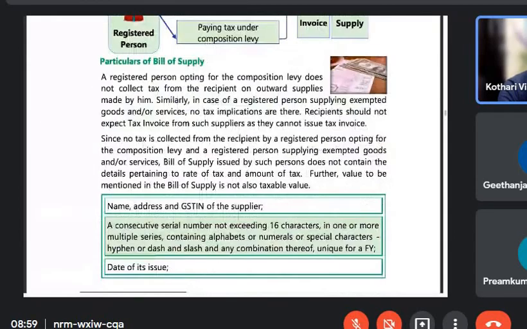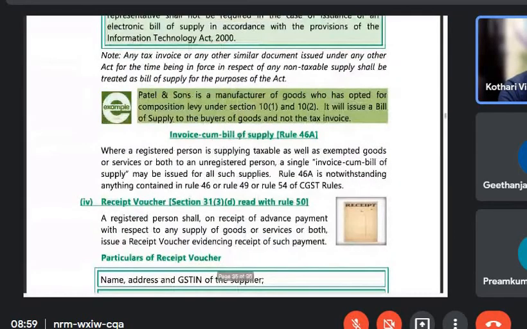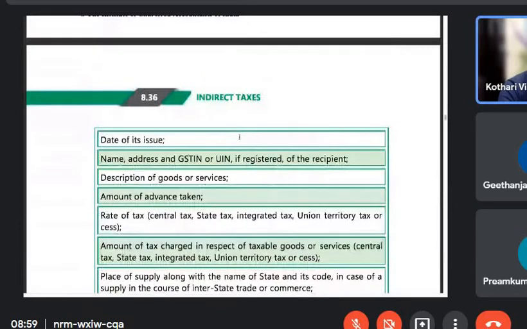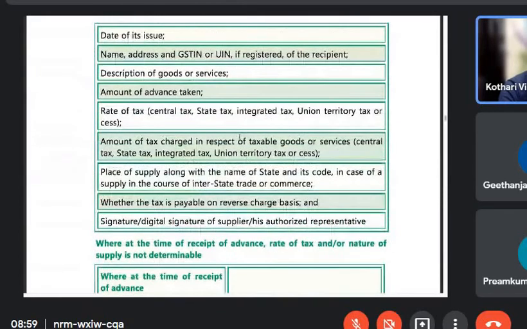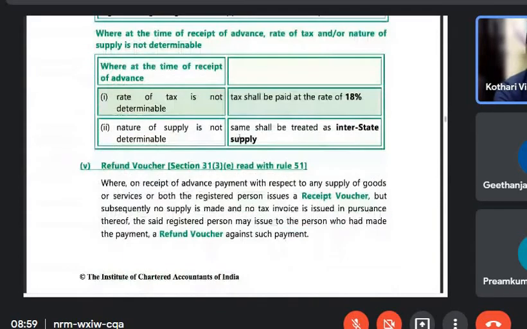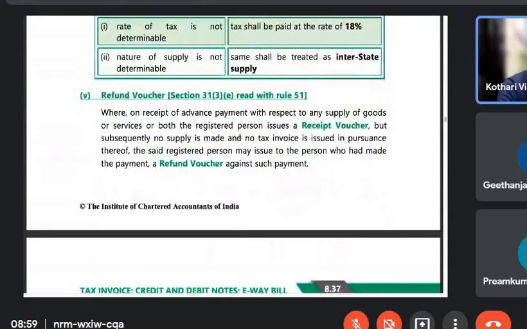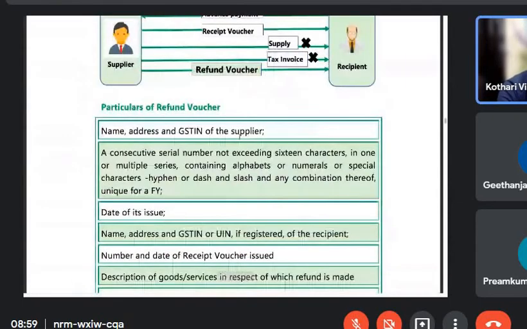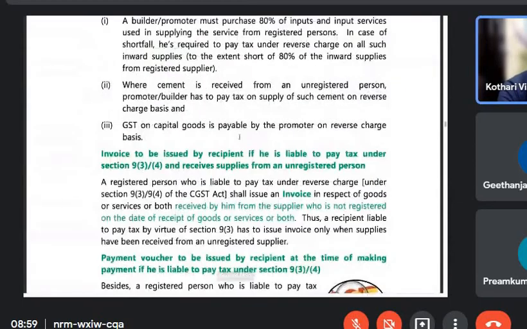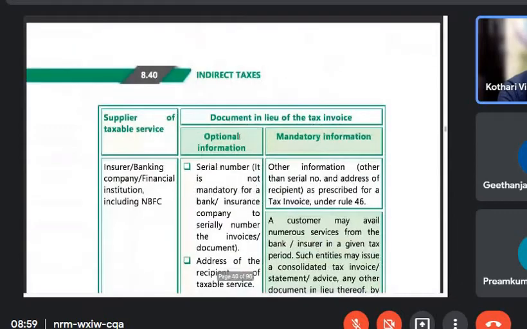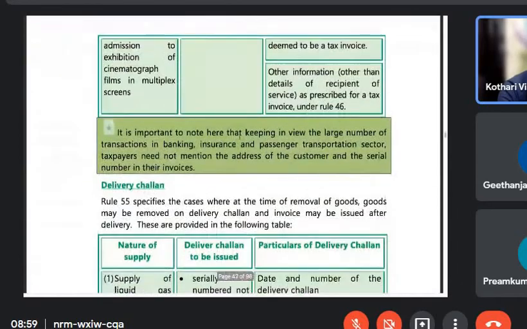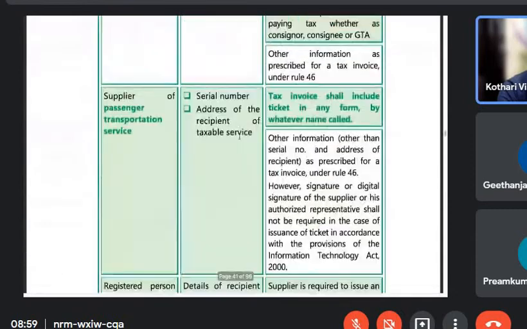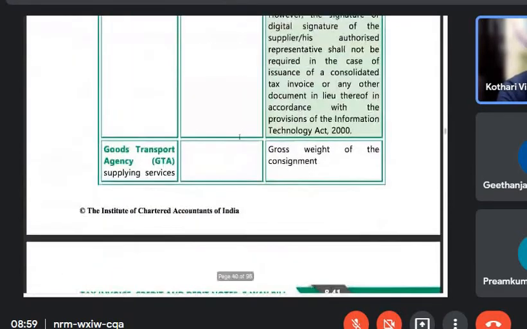So bill of supply we have seen. Receipt voucher I have already explained. These are the contents, you can just check, almost similar. Then refund voucher also. And one more document is there, that is delivery challan.